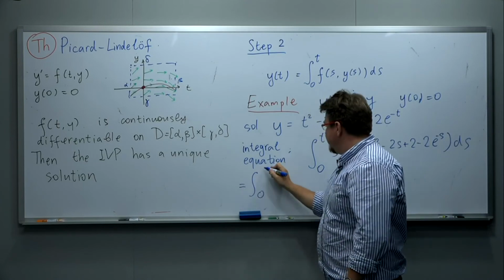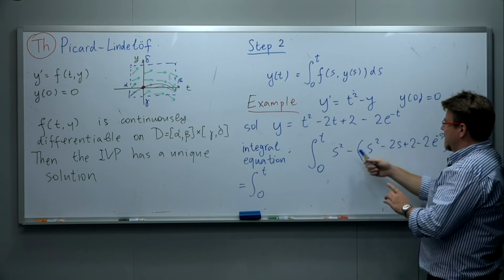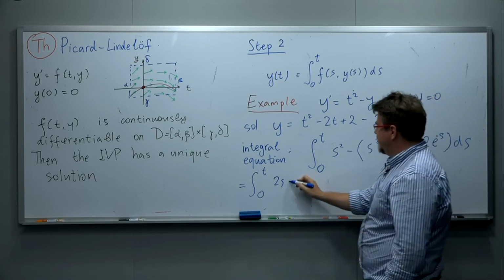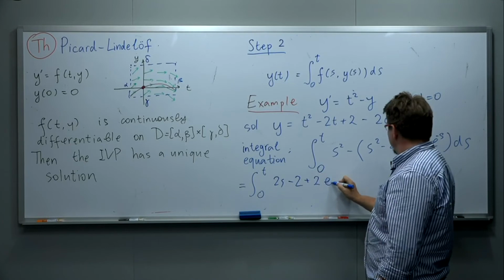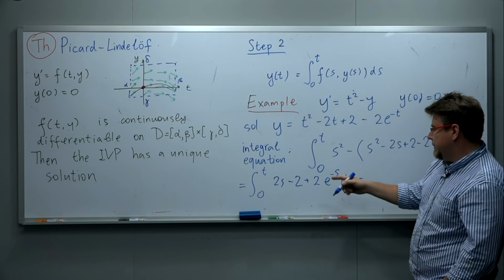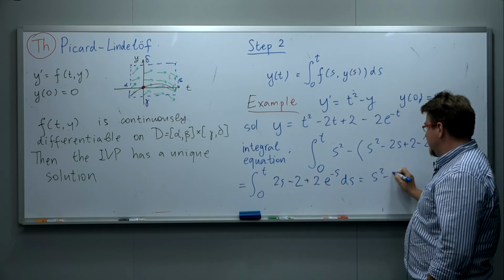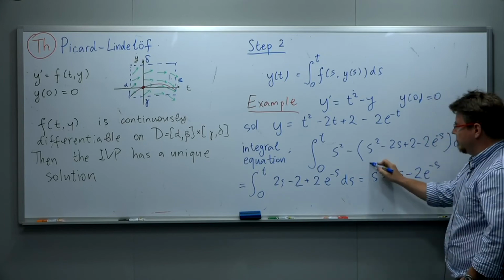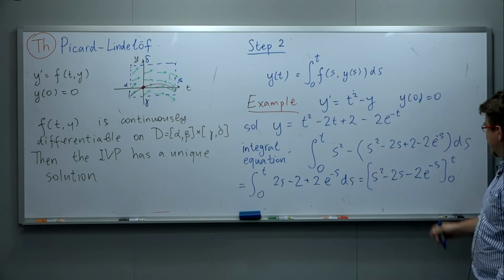This is going to be the integral from 0 to t. What do I have here? s squared minus s squared is 0, minus minus plus 2s, minus 2, plus 2 e to the minus s, ds. Now I can take the antiderivative. The antiderivative is s squared minus 2s minus 2 e to the minus s, from 0 to t. Okay, excellent.